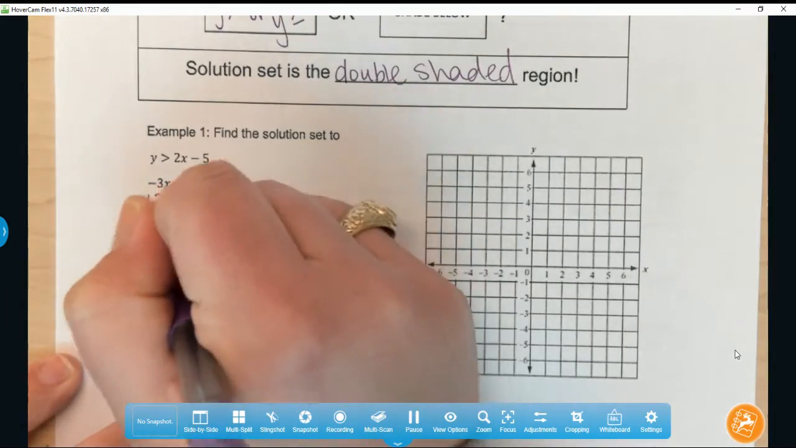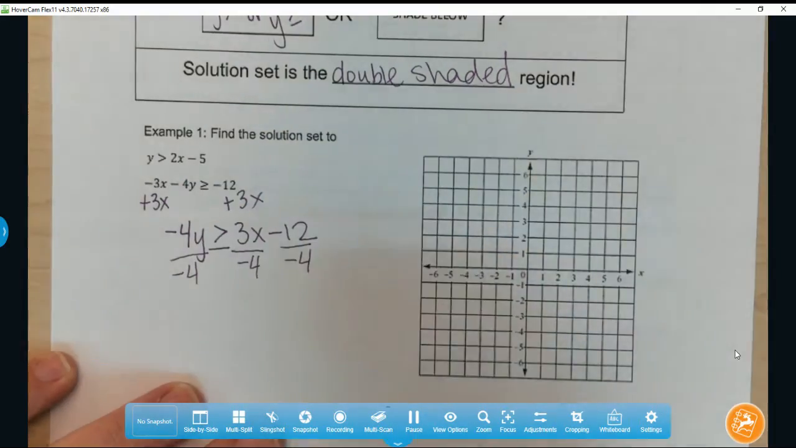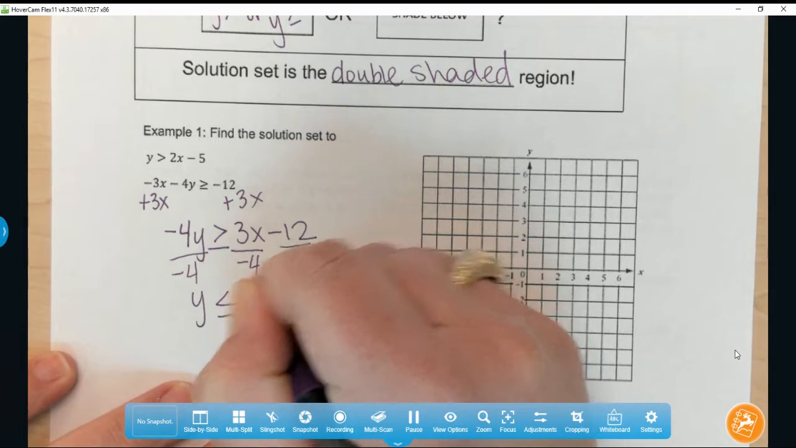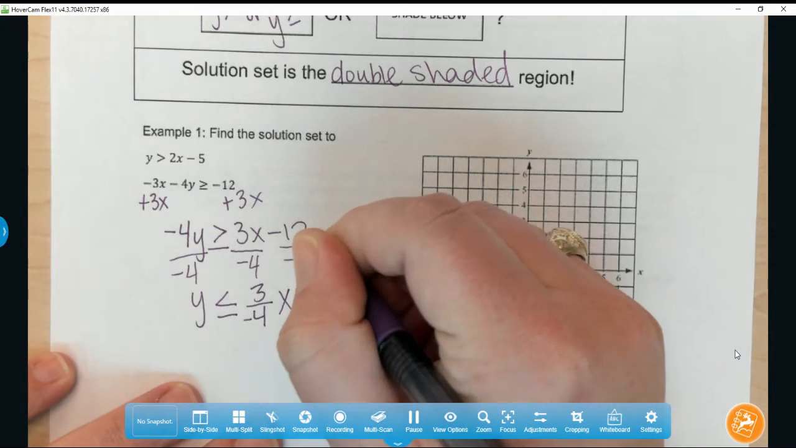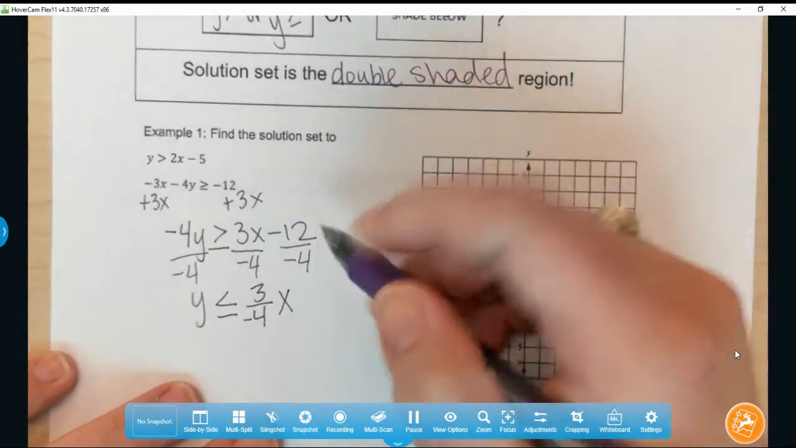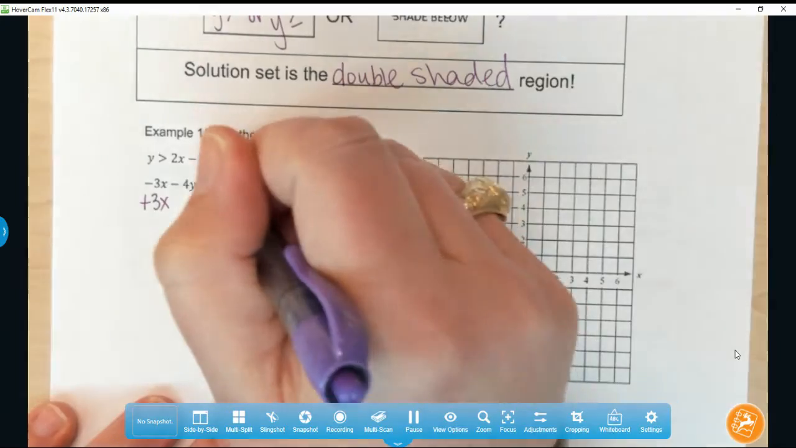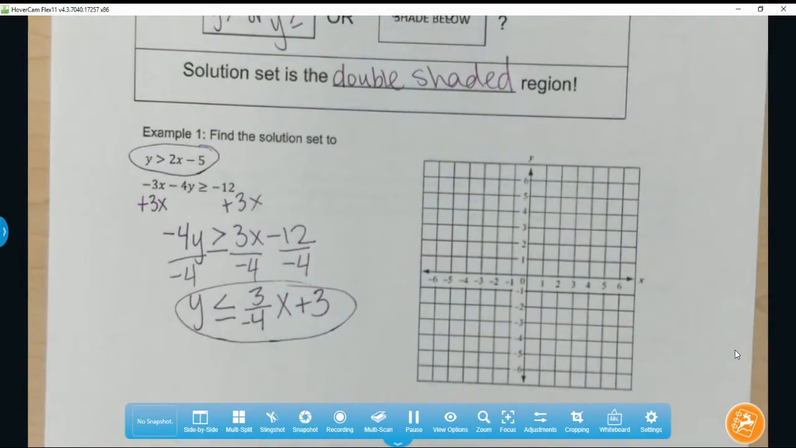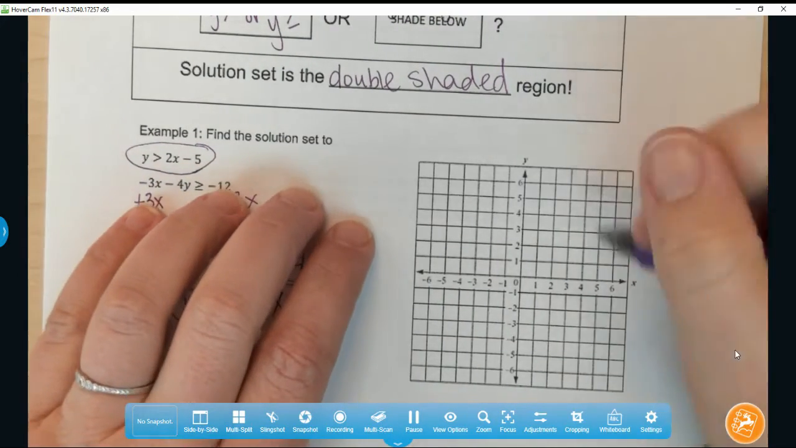Next up, I would divide by the negative 4, and I do that to every single thing I see. It will flip the sign and give us a slope of negative 3/4 x, and then negative 12 divided by negative 4 is positive 3. So now I can go ahead. Here's my first inequality to graph. There's my second. Let's go with the first one first.